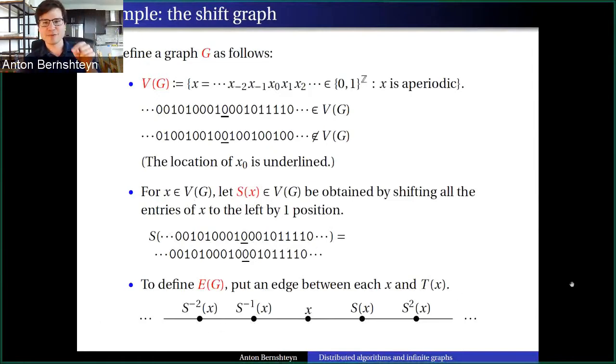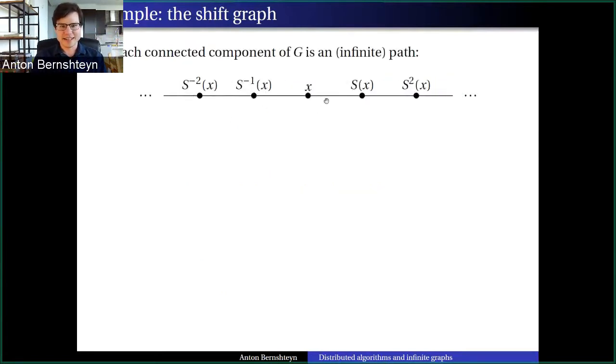And now you can see why I wanted the sequence to be aperiodic. Saying that it's aperiodic means that if I shift it finitely many times, I will not get the same sequence back. In other words, the sequence of edges will not cycle around back to the original vertex I started with. It is going to just continue indefinitely with distinct vertices to the right and to the left. So these dot, dot, dots are really 2 infinite paths, going to the right and to the left. Does this make sense? Any questions?